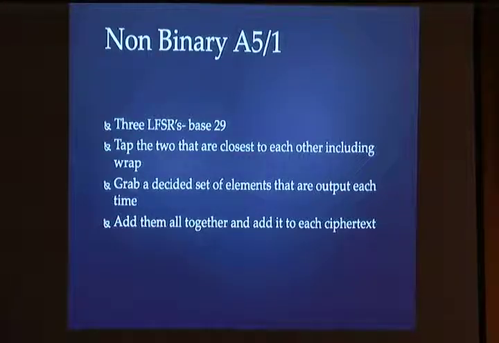All we do is we switch this to base 29. So if we do this in base 29, we actually break most of the current attacks. You tap the two that are closest to each other, plus or minus 7, or you make a president, and anything which is plus or minus 7 in the president, that and the president taps. Otherwise, the two next to it tap. And you grab the same decided set of elements. I encrypted a 200-character message in about 10 minutes.